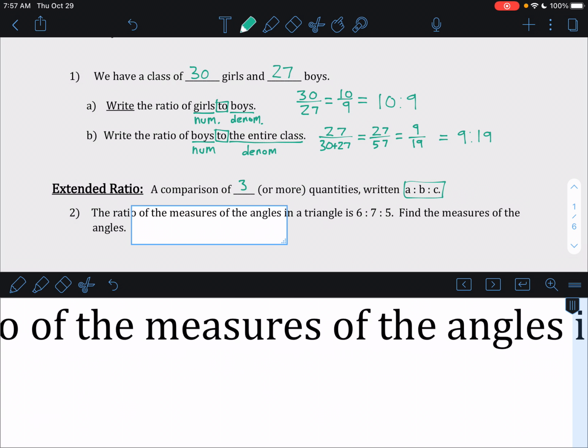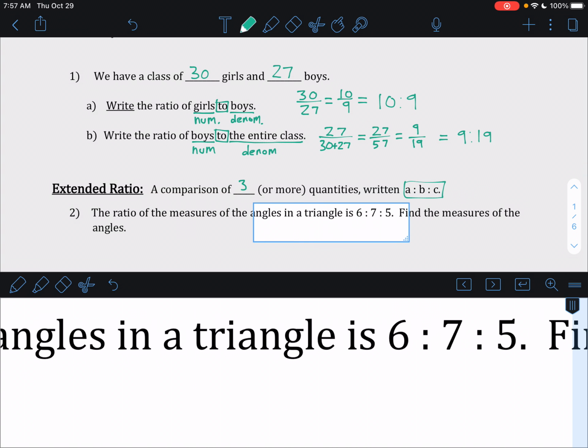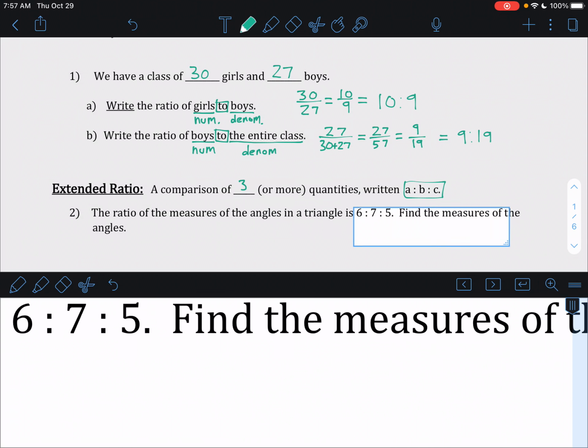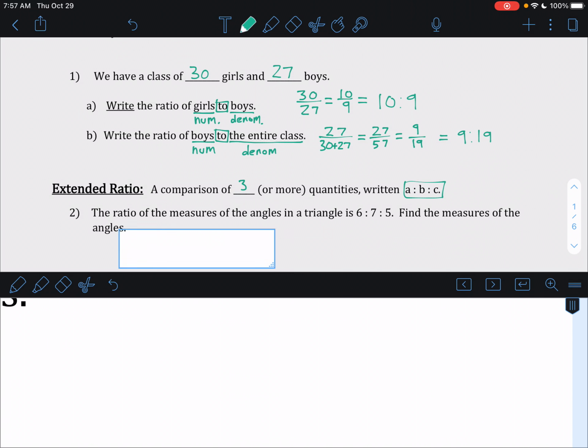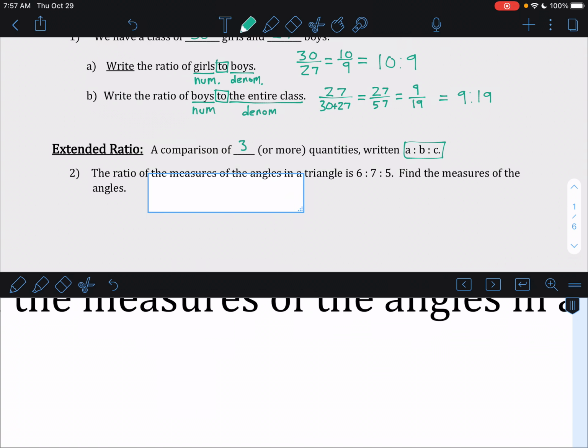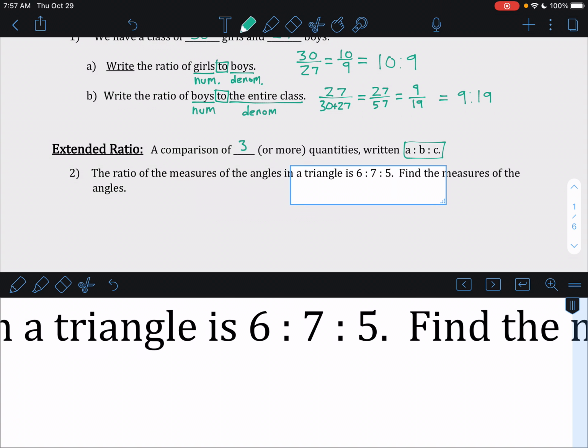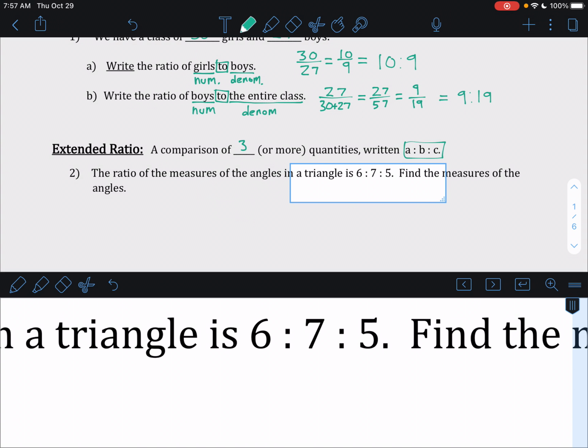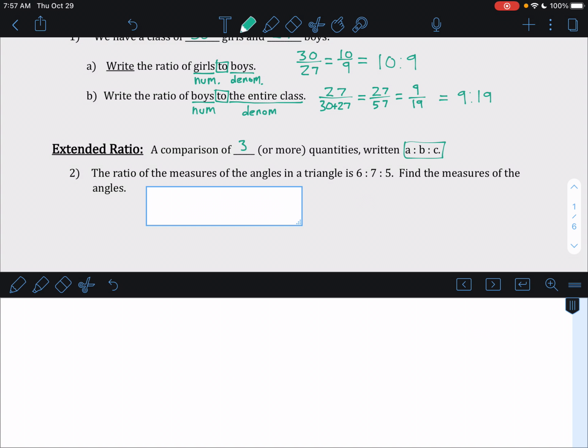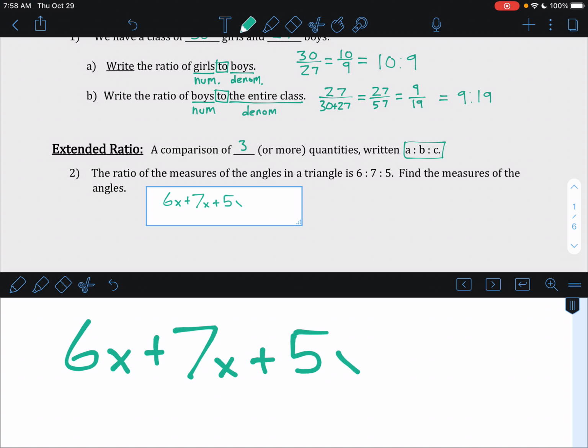So the ratio of the measures of the angles in a triangle is 6 to 7 to 5. We want to find the measures of the angles. So when we're given a problem like this with a ratio, what we're going to do is put a variable behind each of those numbers. So I'm going to say, well, my ratio is 6, 7, 5, so I'm going to say 6x plus 7x plus 5x. And it's going to be the same variable for each.